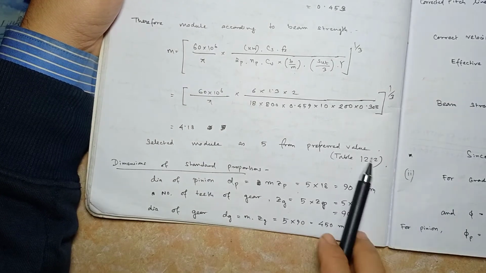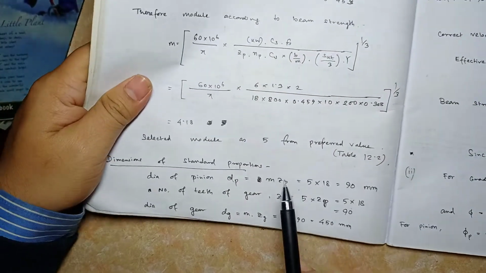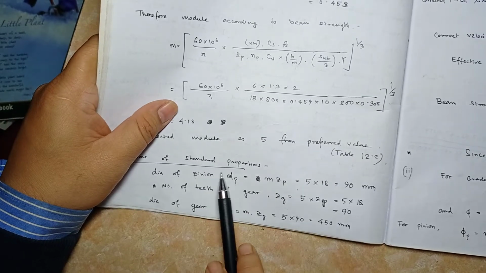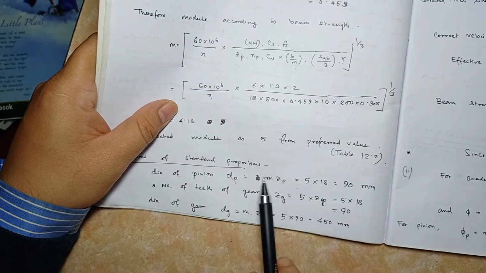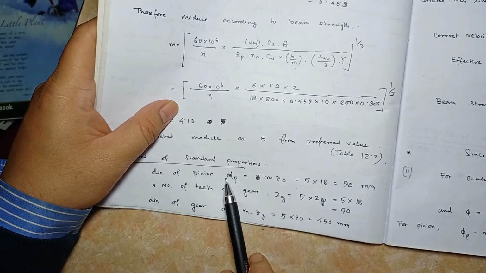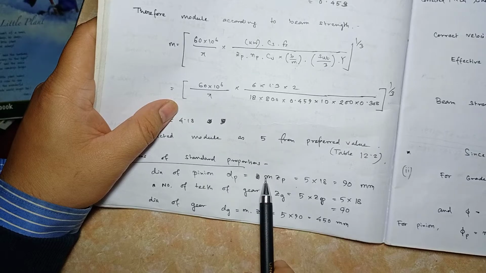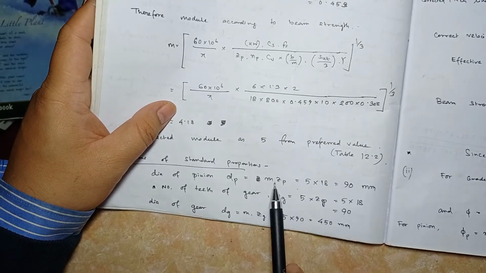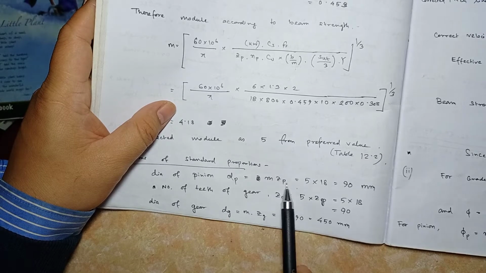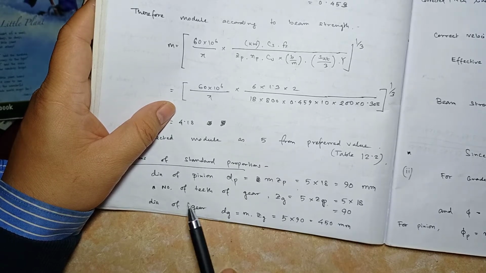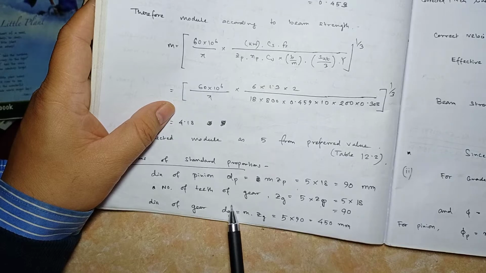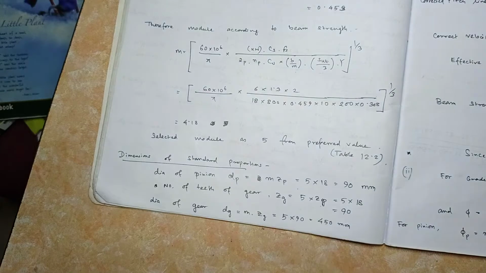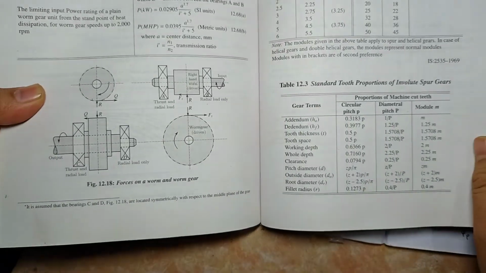Once you get this, later you can find the standard proportion dimensions. Module is equal to diameter by z, d by z. So for pinion, diameter of pinion is module into your number of teeth. Finding this one, we get 90. Number of teeth of gear, diameter of gear, this one. And other remaining standard proportions can be found from this.